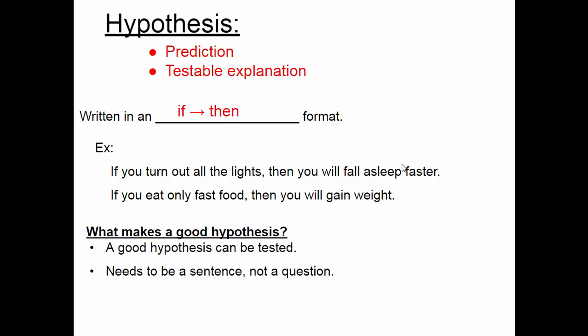If you only eat fast food, then you will gain weight. So in order to have a good hypothesis, it should be testable, and it has to be a statement of prediction. It can never be a question. So look at those examples. If you turn out all the lights, you will fall asleep faster. What's the independent variable if I were to do that experiment, testing that hypothesis? The lights? Whether the lights are on or off.